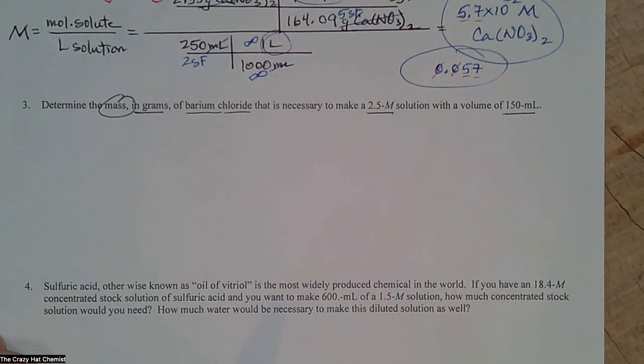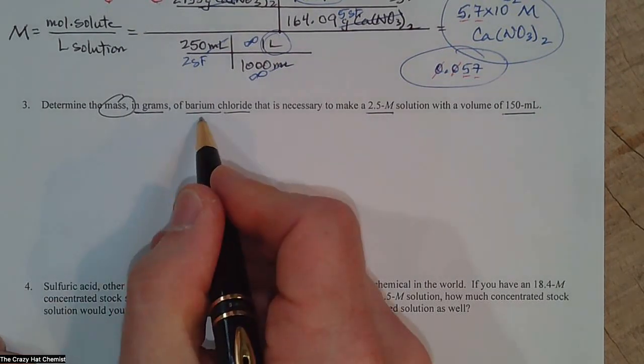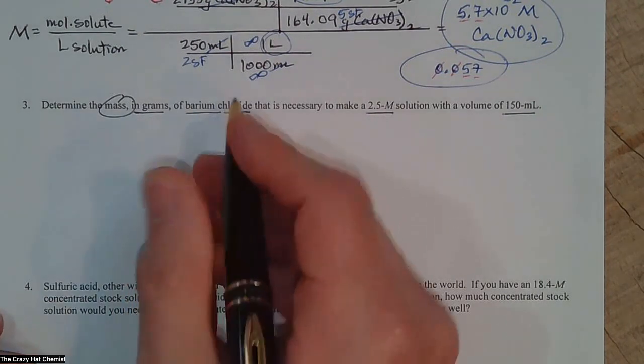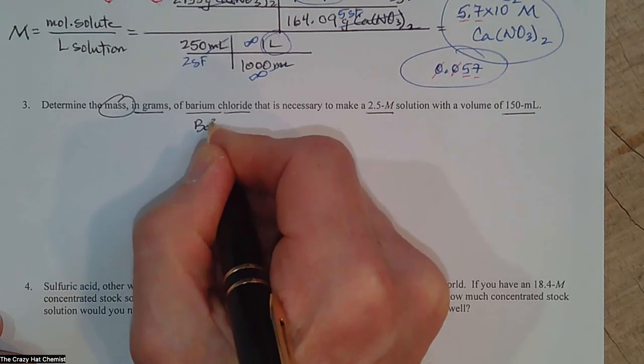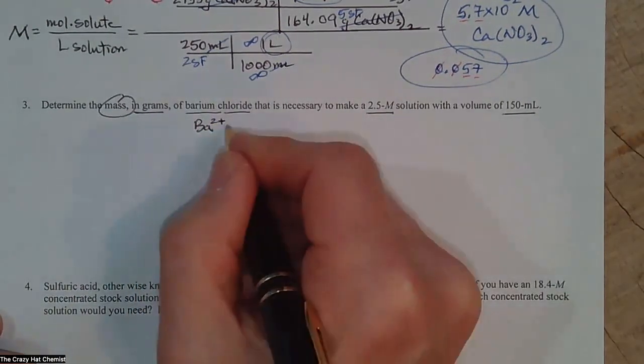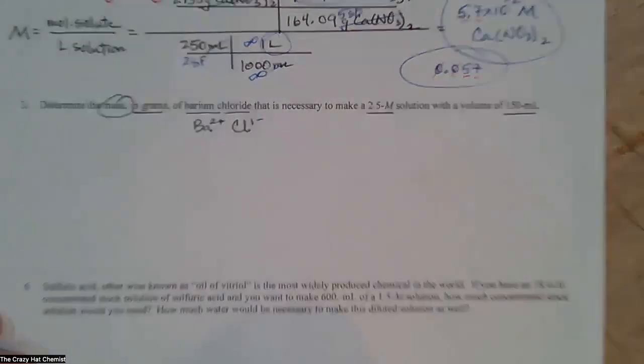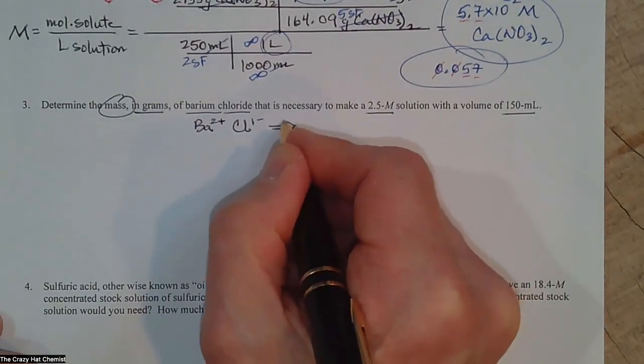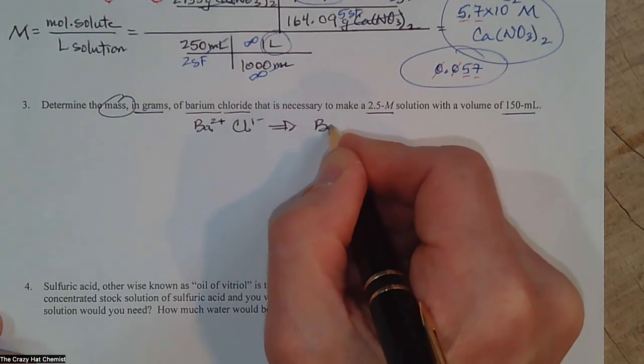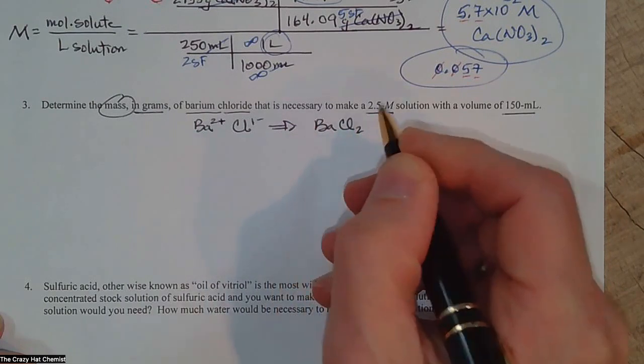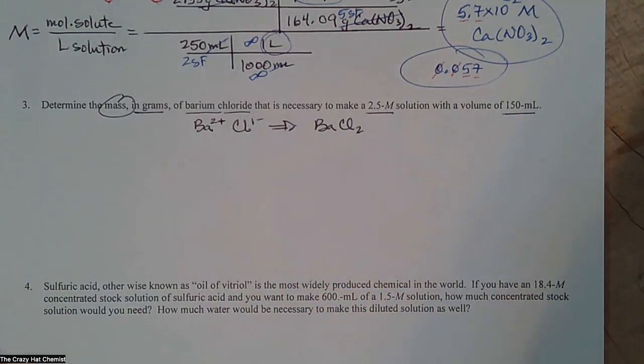All right, so let's just start off by getting the formula for barium chloride. Barium is a 2+ because it's in group 2. Chloride is a halide ion. Taking the absolute value of those, flipping it, bringing it down, I got BaCl2. That is my formula for barium chloride.